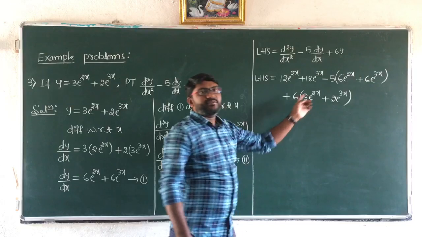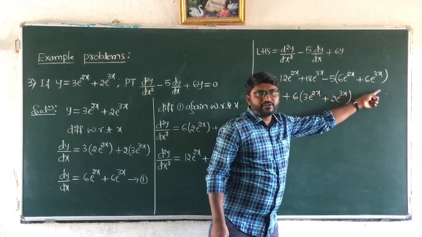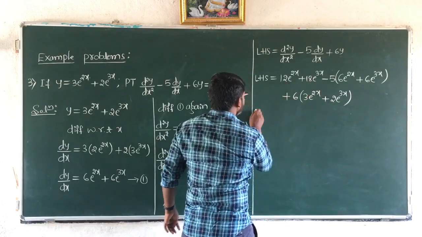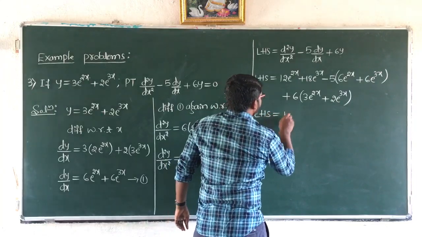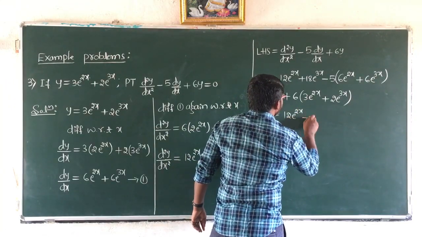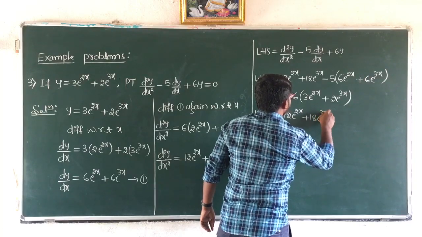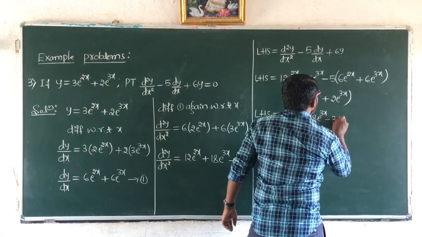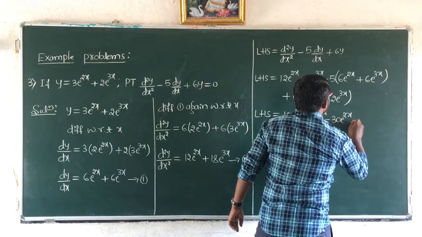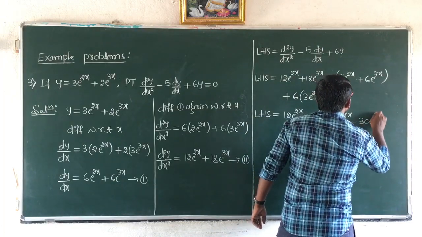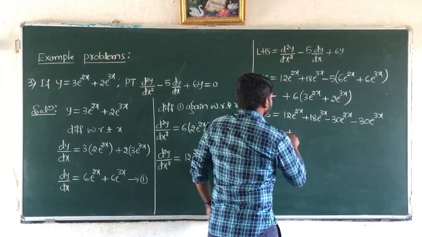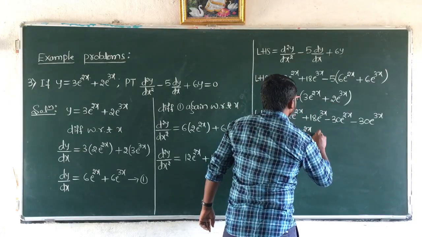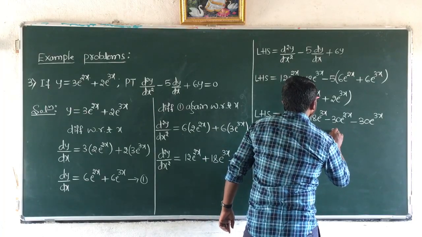So now let us simplify this. Minus 5 must be multiplied with these two terms, and then 6 must be multiplied with these two terms. These two must be written as it is. LHS, which is equal to 12 e raised to 2x plus 18 e raised to 3x. Now multiply minus 5 with these two. So we get minus 30 e raised to 2x, and then again minus 30 e power 3x, then plus multiply 6 with these two terms. Now we get 18 e power 2x plus 12 e power 3x.